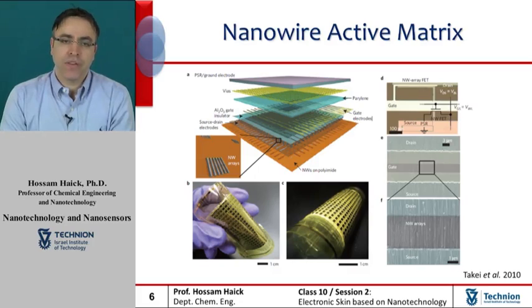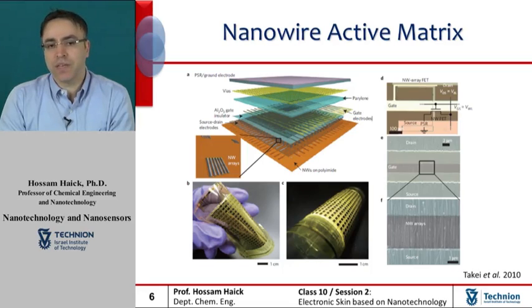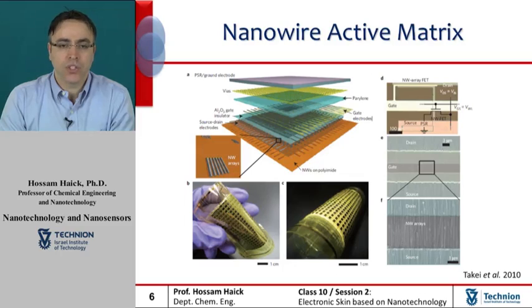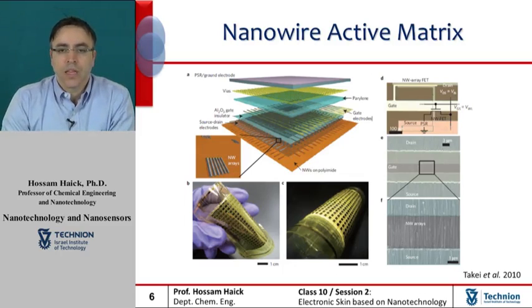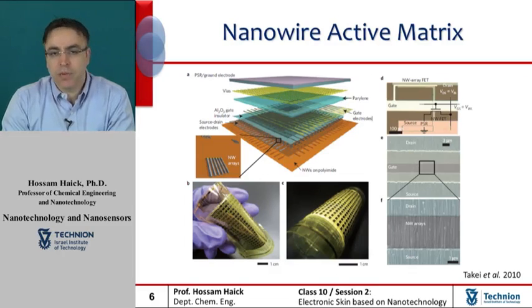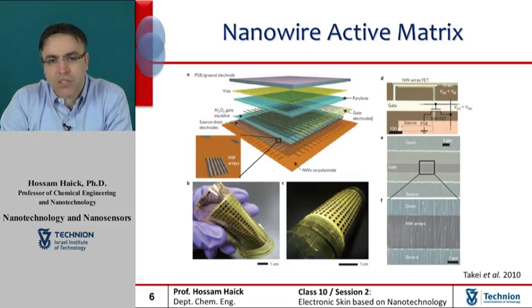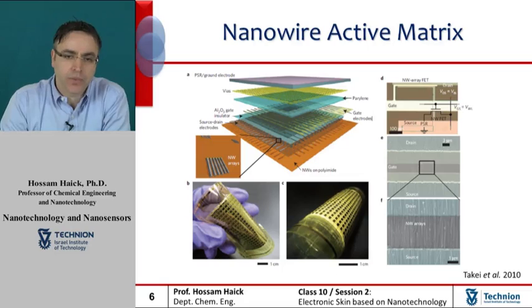Optical images of a fully fabricated electronic skin consisting of a 19 by 18 pixel matrix with an active area of 77 square centimeters are shown in figures B and C. The structure can easily be bent or rolled to a small radius of curvature, demonstrating the superb mechanical flexibility of the substrate and its integrated electronic components.